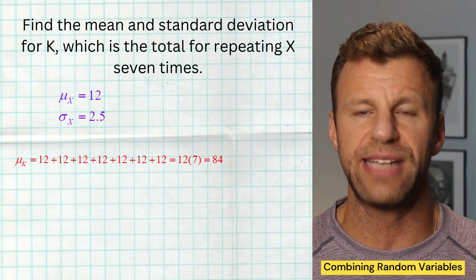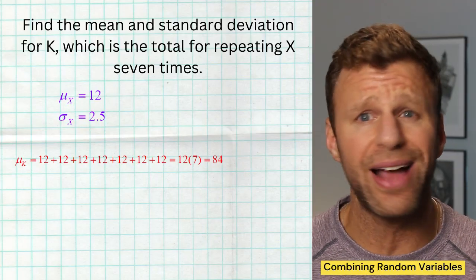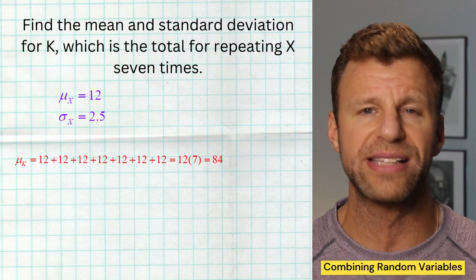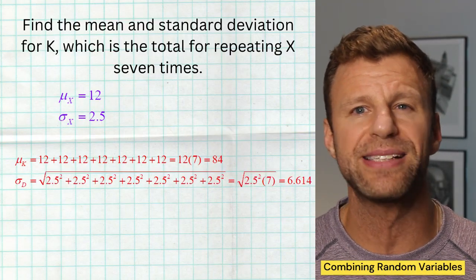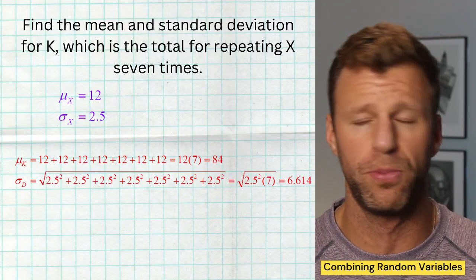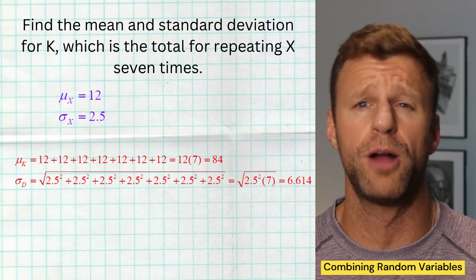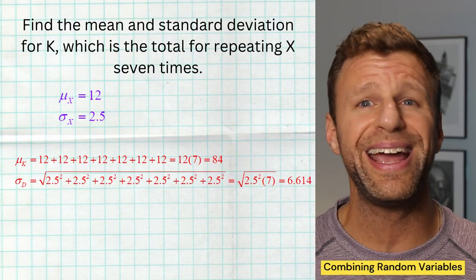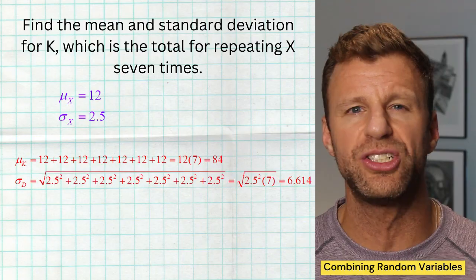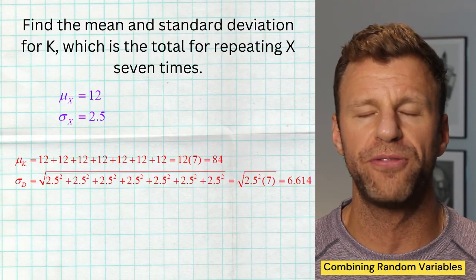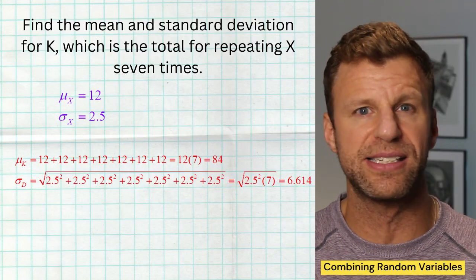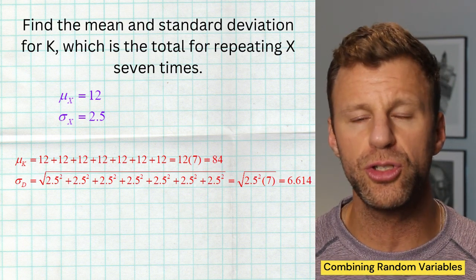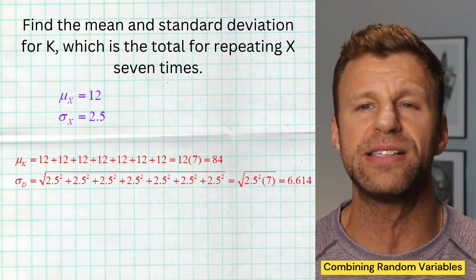Next up, for the standard deviation, once again, I'm not allowed to combine standard deviation. I'm only allowed to combine variance. So I have 2.5 squared. That's the variance for x. But I have to repeat that 7 times. So it's 2.5 squared plus 2.5 squared, and so on, seven times. And once again, I can use multiplication to make that addition faster. So I'm going to take that 2.5 squared, that's my variance for x, but I have 7 variances of that repeated random variable x. So I could do the 2.5 squared times 7 all inside of the square root.